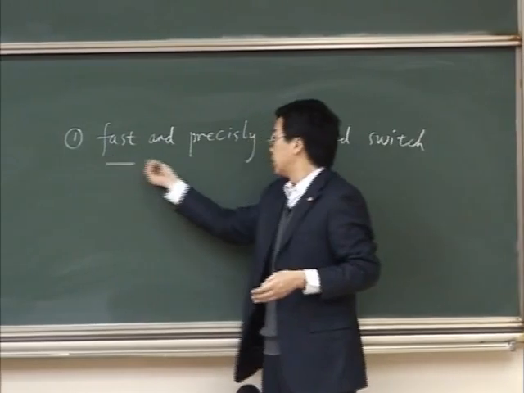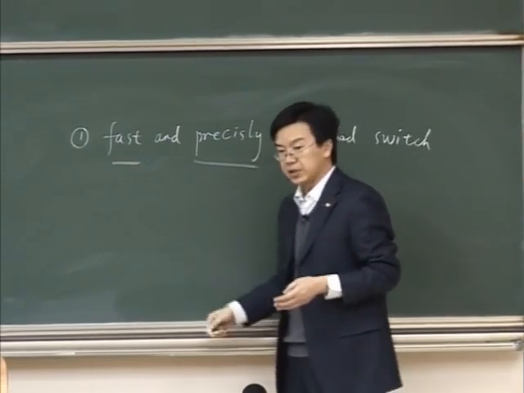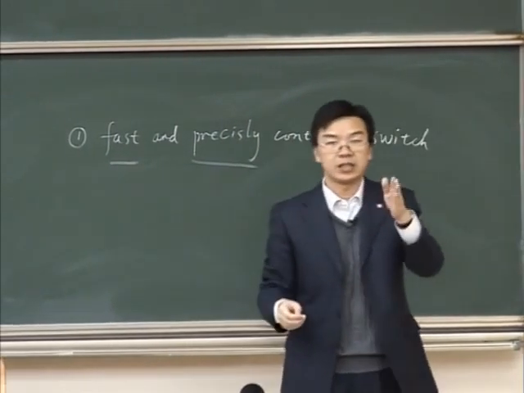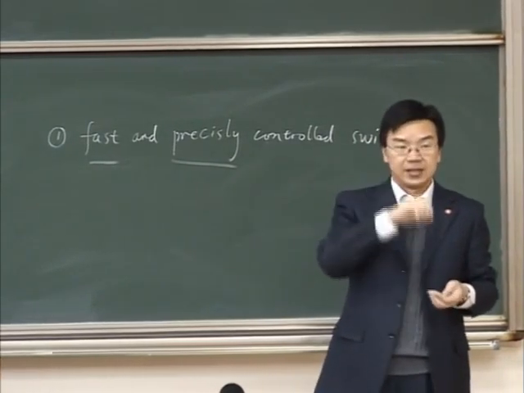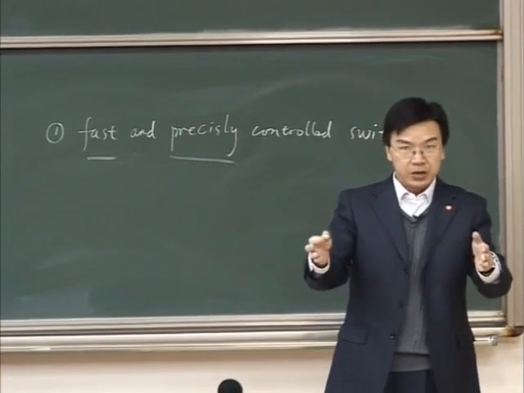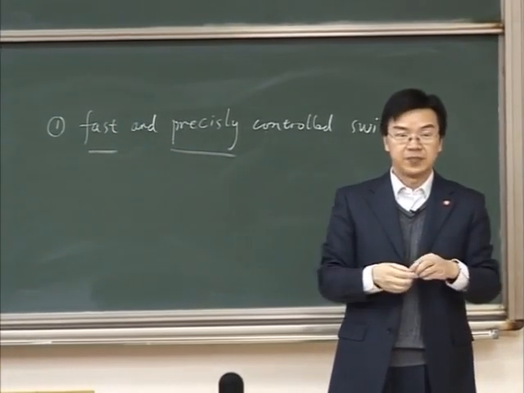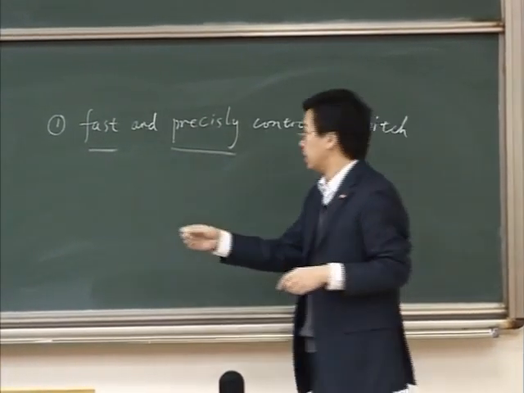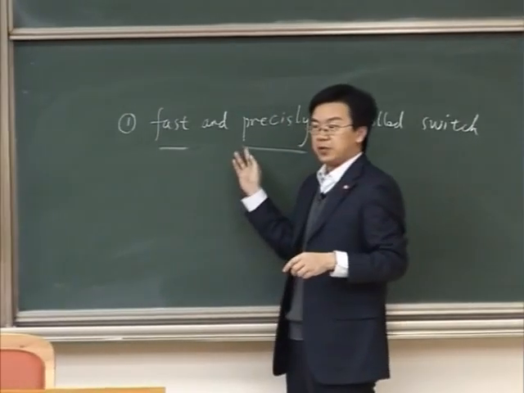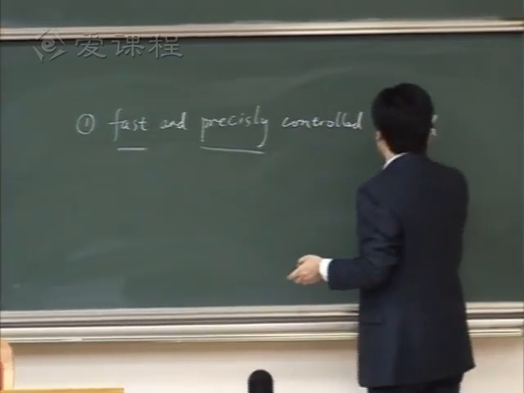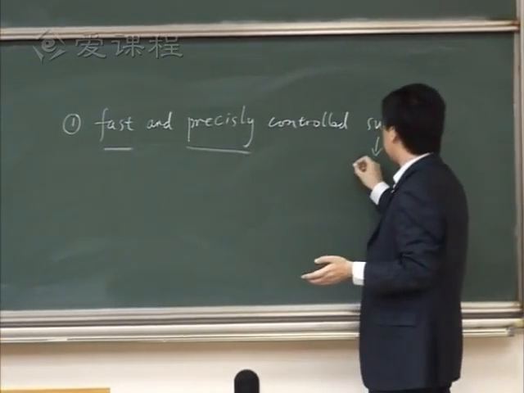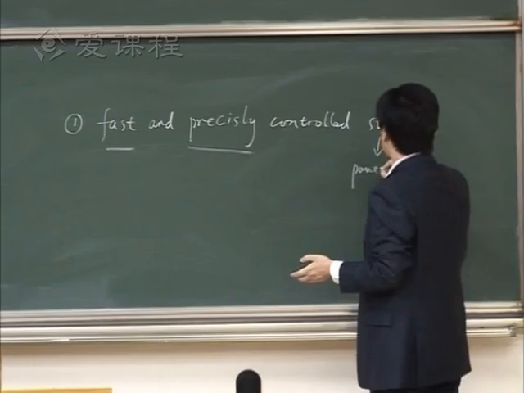And also this switch is very precise, can be very precisely controlled. We can exactly control at what time we trigger the thyristors. But with a mechanical switch, we cannot do that. Okay? That is the first reason. With this fast and precisely controlled switch, this is actually originally all based on power semiconductors.